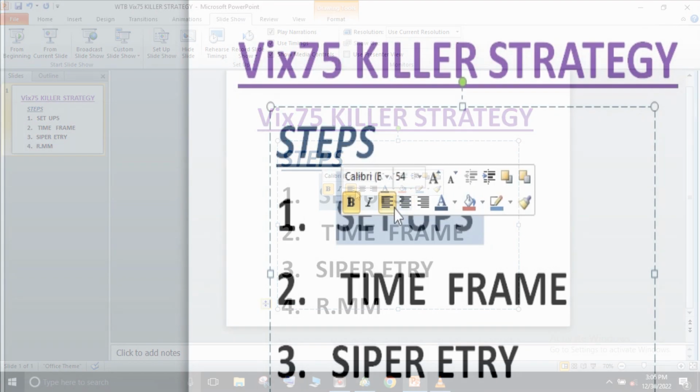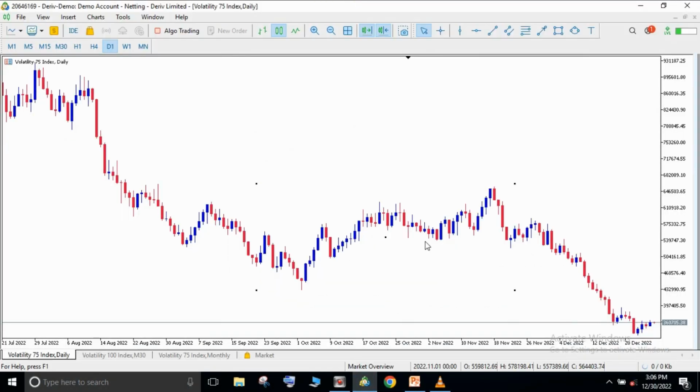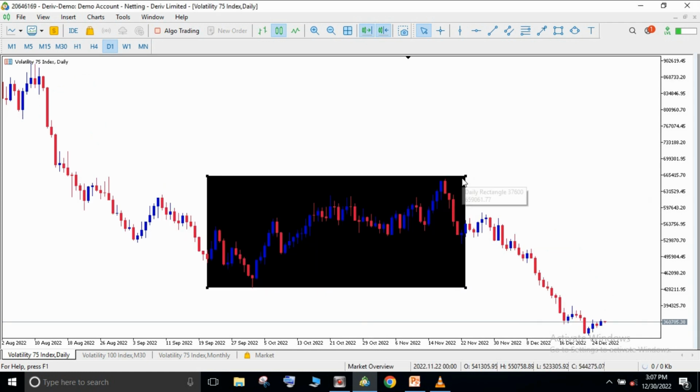Step number 1 is to show you how to find the best setups, guys. So we are live on the chart, guys. This is Volatility 75. I'm going to show you how you can find the best setup in the market. So we are going to stick around this area, guys. Let me highlight this area. We can start our journey, guys. So now we have highlighted the area which we are going to focus on.